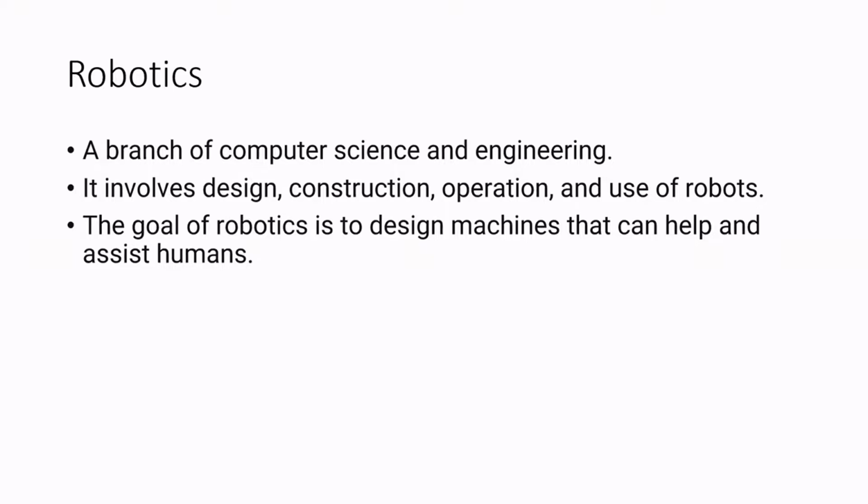Robotics is a branch of computer science and engineering. It involves the design, construction, operation, and use of robots. The goal of robotics is to design machines that can help and assist humans. Whenever we hear the term robot, in our mind we have a picture of a physical machine, a physical robot doing some work. Basically, that physical machine is doing nothing but mimicking human action.